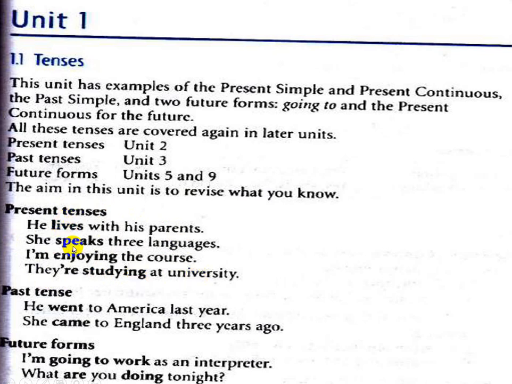So here lives and speaks is the present simple, and I'm enjoying, are studying is the present continuous. The past tense, he went to America last year. She came to England 3 years ago. Here went and came are the past tenses. Future forms. I'm going to work as an interpreter. Interpreter means interpreter. What are you doing tonight? So here are the future forms, going to and are doing.